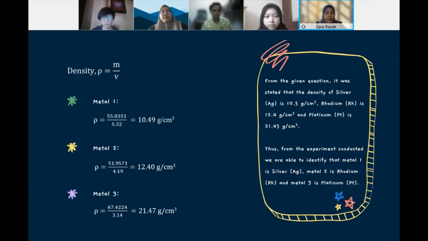And here you can see the calculation of how to find the density of metal 1, metal 2, and metal 3. From the given question, it was stated that the density of silver is 10.5 gram per cm cube, rhodium is 12.4 gram per centimeter cube, and platinum is 21.45 gram per centimeter cube. Thus, from the experiment conducted, we are able to identify that metal 1 is silver, metal 2 is rhodium, and metal 3 is platinum. Next.